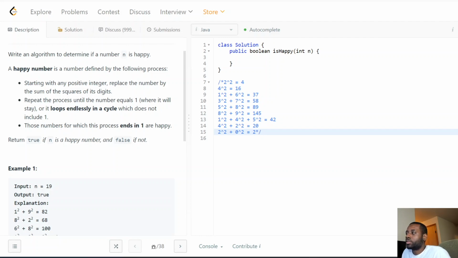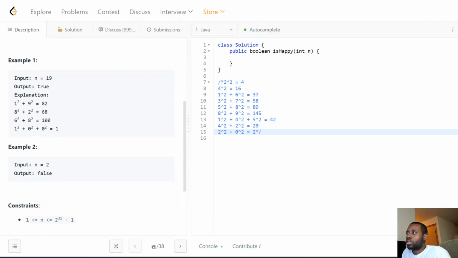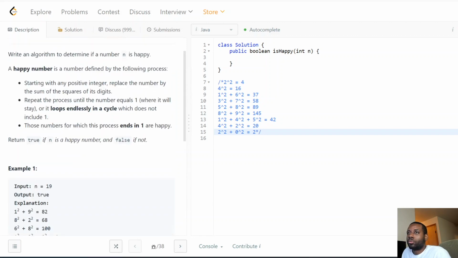A set to help us know the states and numbers that we've seen before, so that we don't keep doing it over and over. So we could exit and say, oh, this is false, it's not good at all. So we just have some kind of a while loop, and then we do some kind of calculation every time.